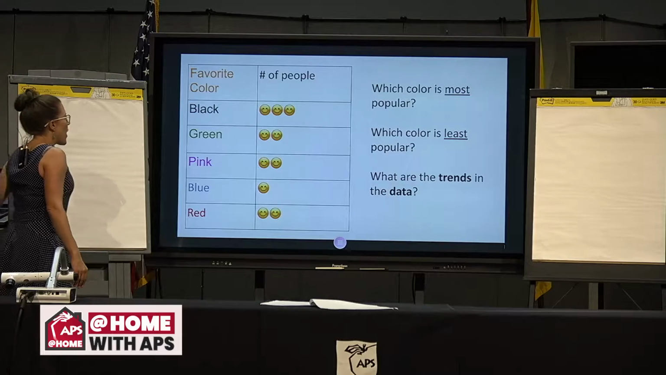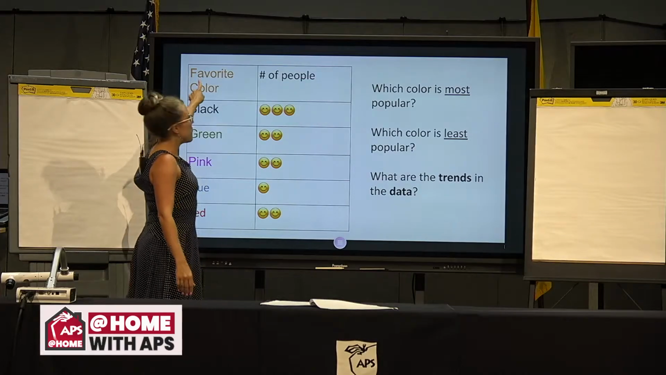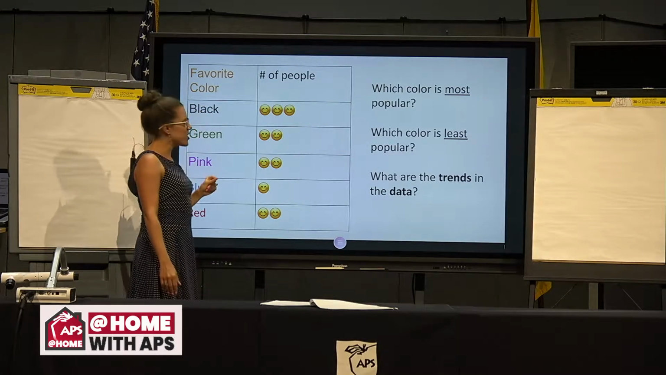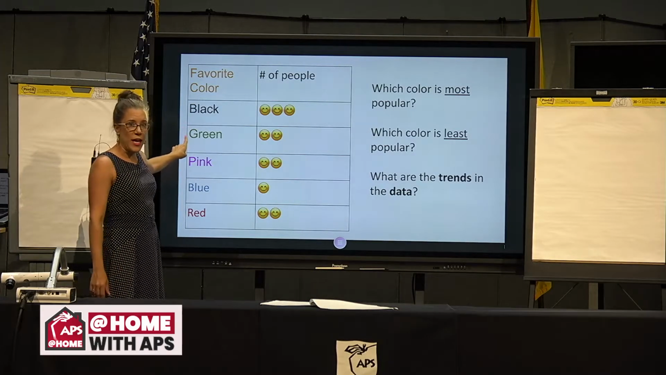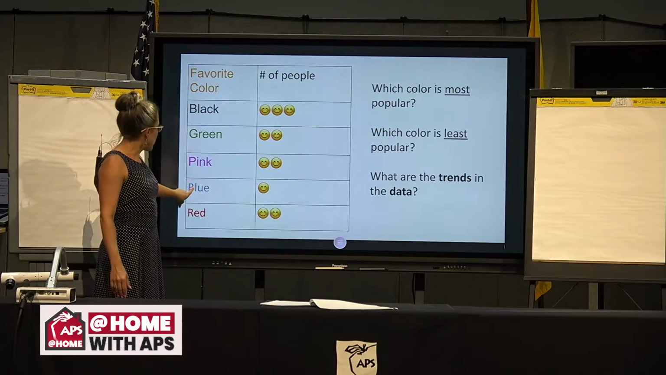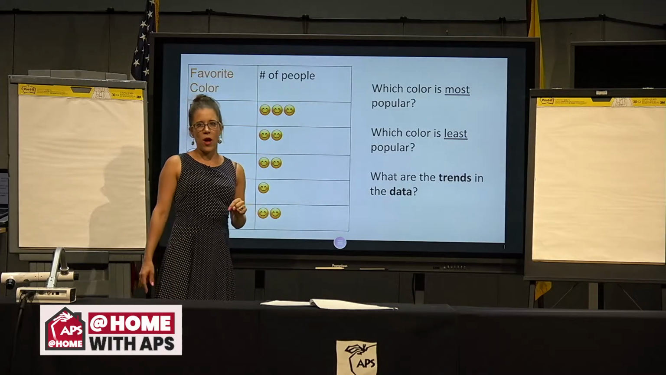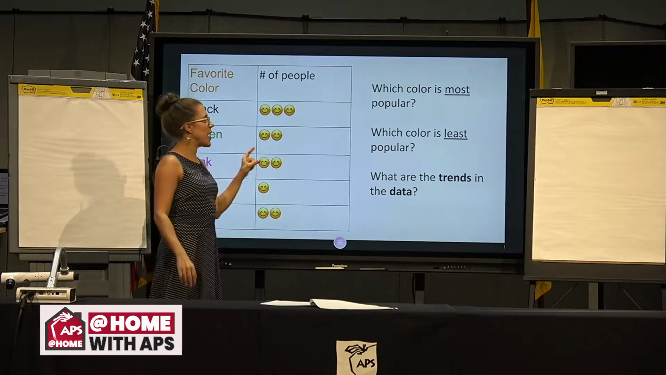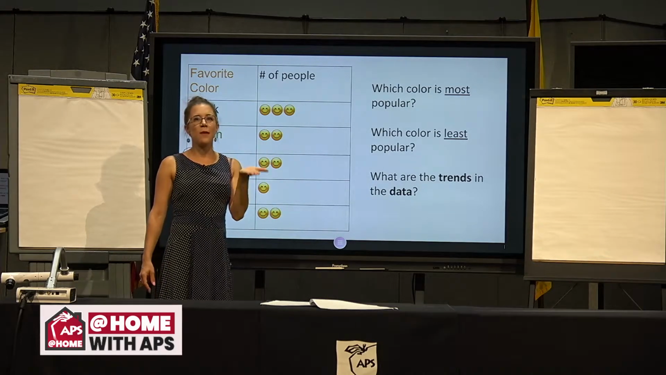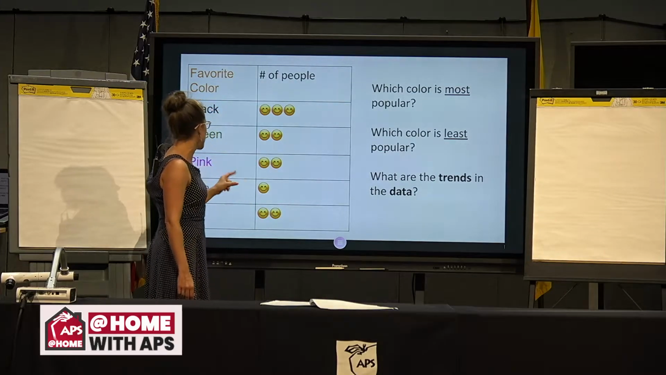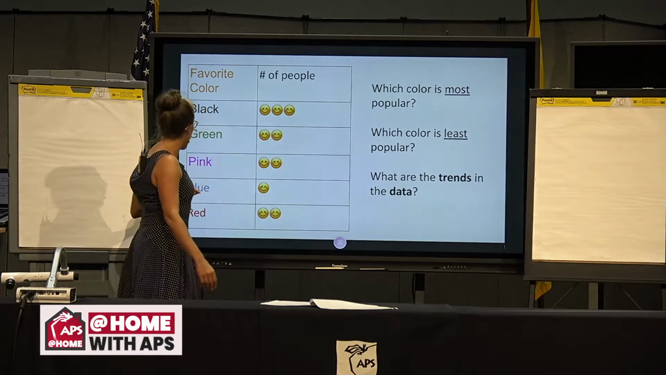Okay, so I tried something a little bit different. Here I have favorite color, and I listed the colors and I color coded them for you to see. So I have black, green, pink, blue, and red. And here I have number of people. And so instead of writing my friends' names, I use smiley faces to represent the number of times that a particular color was chosen. So here, 3 people chose black as their favorite color.